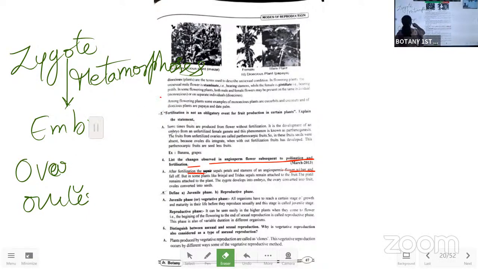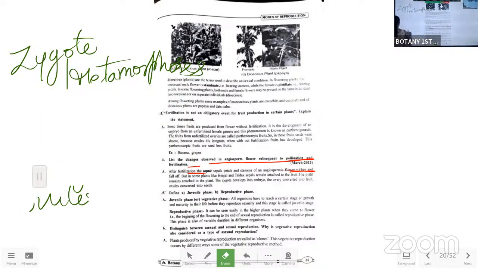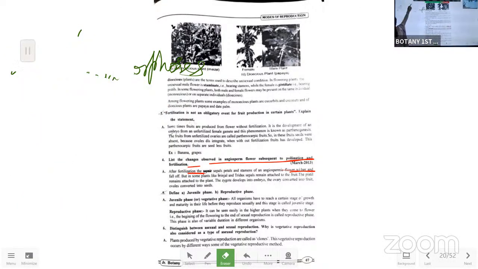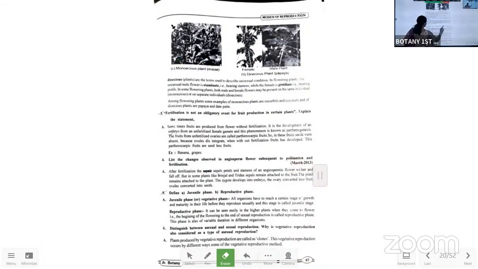Now comes one more important question, that is, define juvenile phase and the reproductive phase. You can see from your readers, otherwise the materials. And here we have written the definition and one sentence explanation, 4 marks we will get.